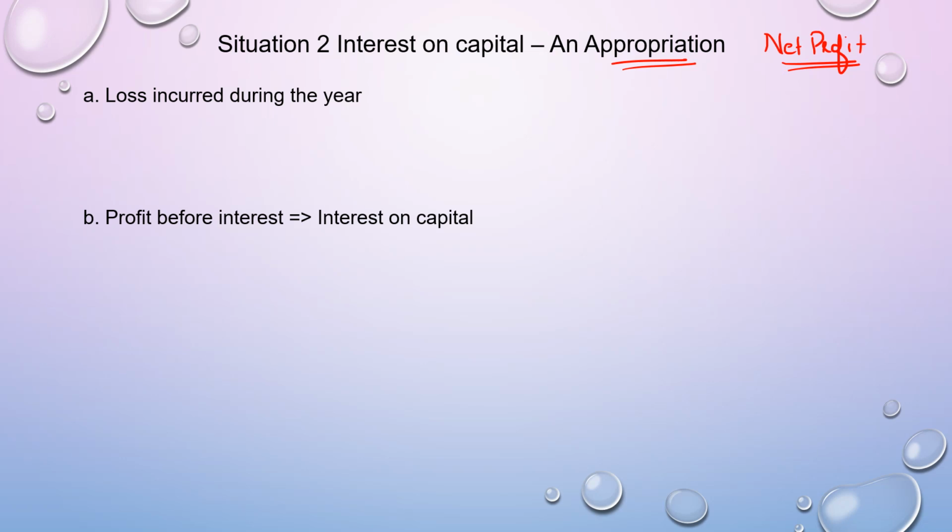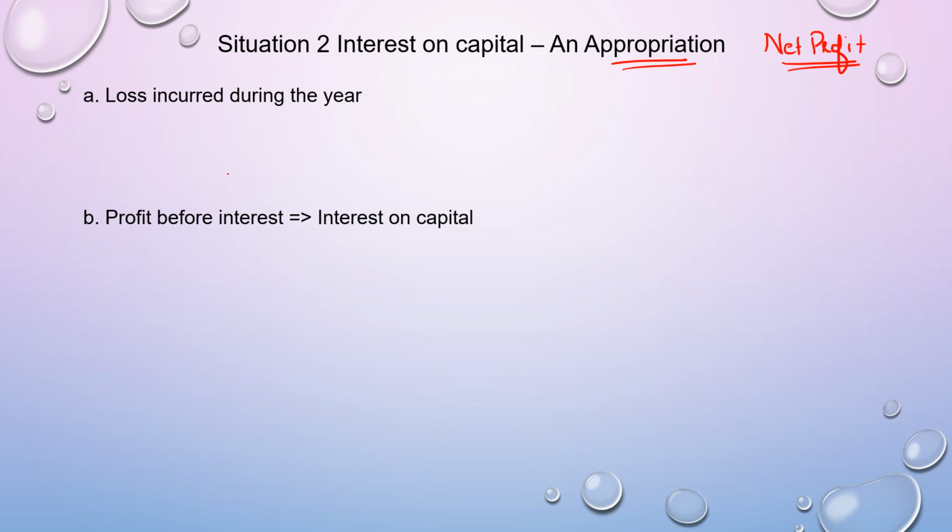Therefore, when in the question you come across interest on capital to be provided at a percentage per annum and there is no other term, then you should know that interest on capital is to be treated as an appropriation. Once that is clear, you know that you'll be putting it in the profit and loss appropriation account. Now you will be encountering different situations that we will discuss.